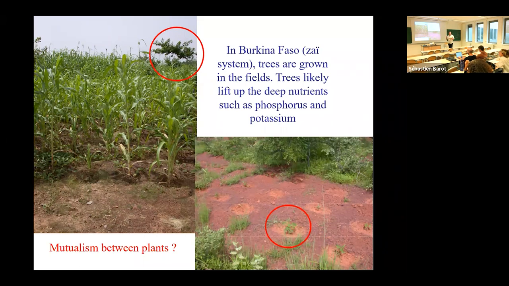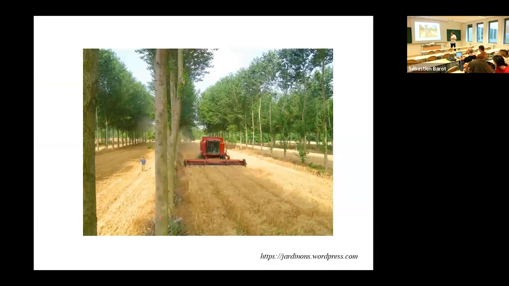The idea is that these trees in the landscape probably have a positive effect on soil fertility and on food production. We are talking about agroforestry. So this is agroforestry in France. The interesting thing is that you grow trees and you grow cereals, but you could also grow vegetables. This means that the farmers will earn money by selling the cereals, but also by selling the trees. Of course the trees will have to be cut every 20 or 30 years.